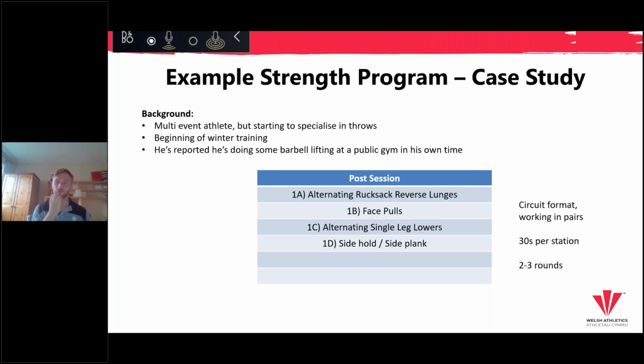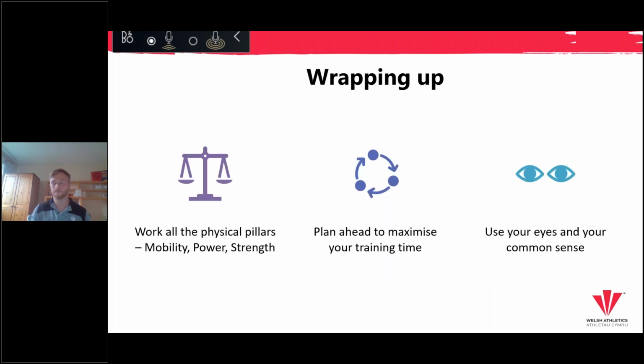And working in this circuit format should mean that the whole session should only take about 10 minutes. So it's ideal for integrating athletes back into training. You don't want to keep the sessions too long. They're just getting back into it, September, October sort of period. So 10 minutes just at the end of the session. Cool.